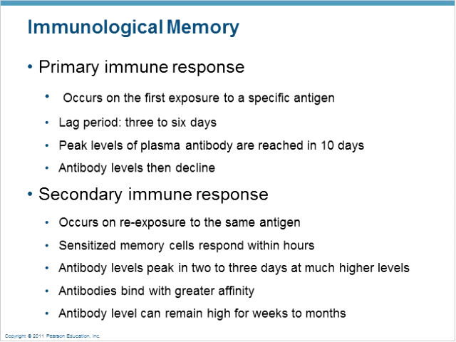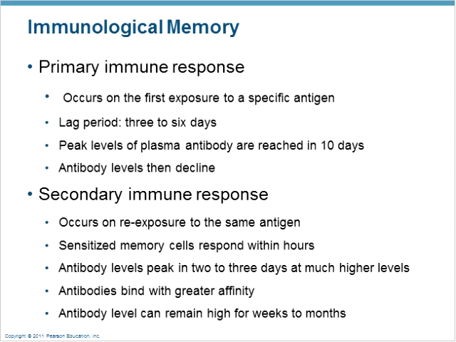So let's talk a little bit about immunological memory. There's a primary immune response and a secondary immune response. The primary immune response is our first contact with that specific foreign antigen. When we come in contact with that antigen, our body activates in its specific way. There's a lag period of 3 to 6 days, and peak levels of the plasma antibody against that antigen aren't reached for 10 days, after which the antibody levels decline.